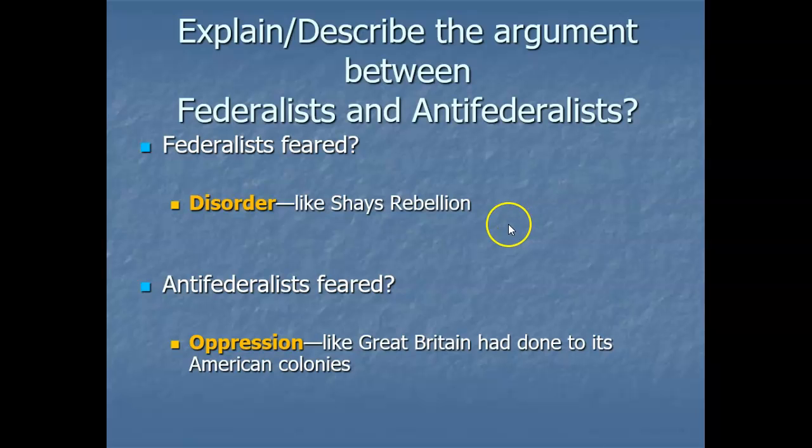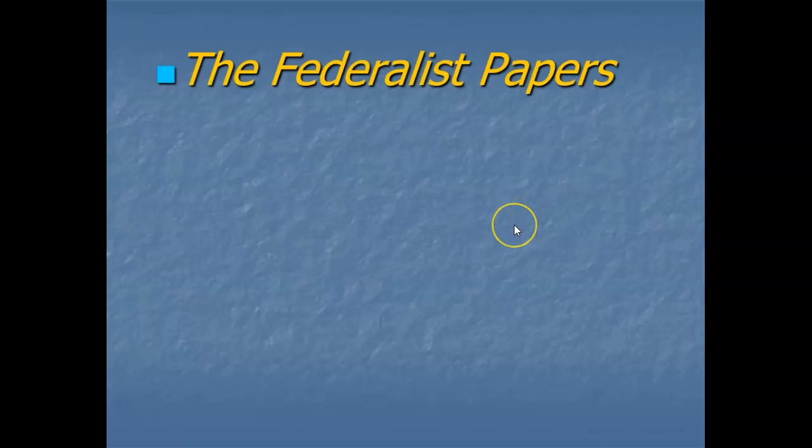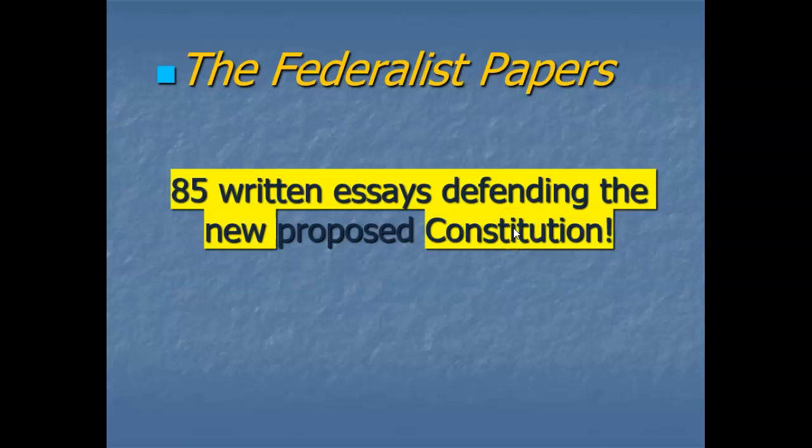To drum up support for the new Constitution, leaders decided that they needed to explain the positives of this new government. What was sent out to the states was the Federalist Papers. These were 85 written essays defending the new Constitution. It was written privately under a pseudonym, Publius, but basically it was three men who wrote the Federalist Papers. If you saw the musical Hamilton, you'd realize that Hamilton wrote the bulk of them.